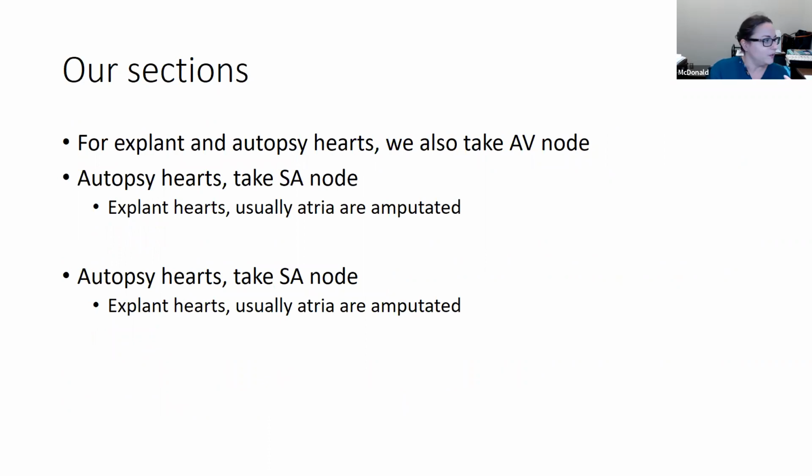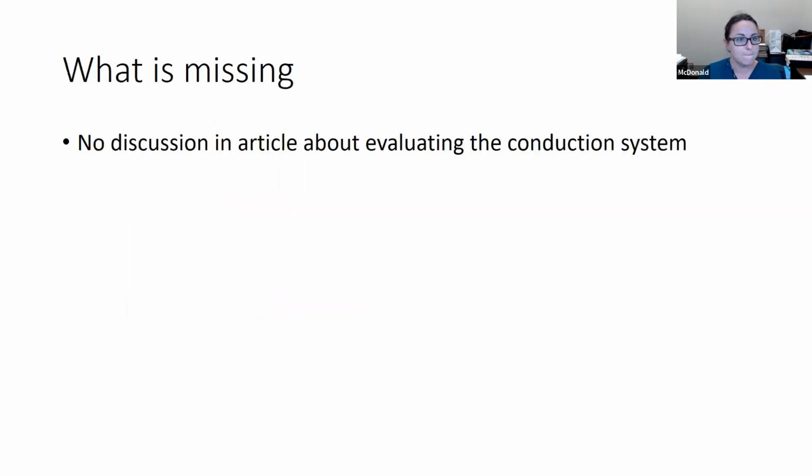One thing I felt was missing from this paper was a discussion of the conduction system, because that can be part of the evaluation. Hypertrophy can be associated with conduction abnormalities, so it's important to evaluate that. For all our hearts, we always take the AV node, and for our autopsy hearts, we will take the SA node as well. Generally, we can't do that in the explant hearts because of the atrial amputation. And there we are, no discussion of the conduction system.